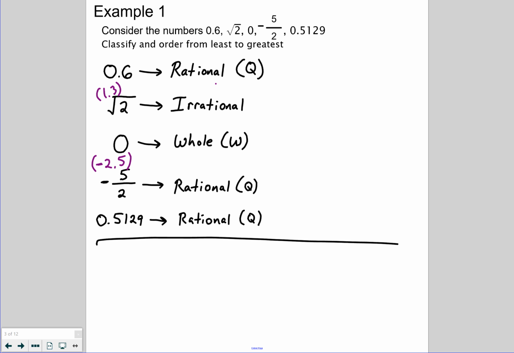I think what I told you was if there's a negative number and it's a fraction, then the negative goes with one or the other. And most mathematicians would put it with the numerator. You're not going to put it with both because then it's a positive. All right? Okay, let's put them from least to greatest.